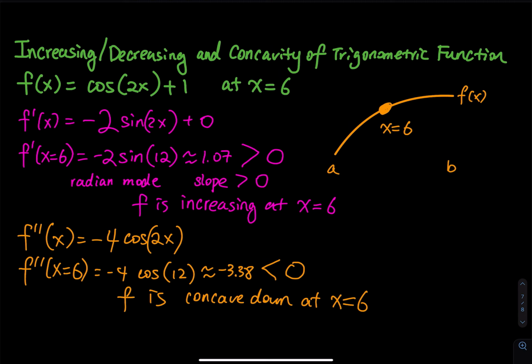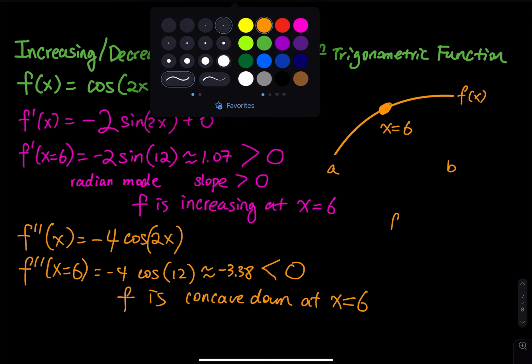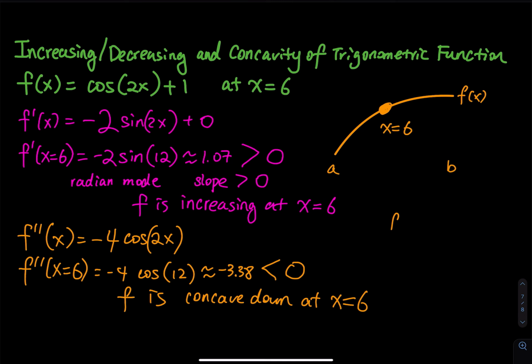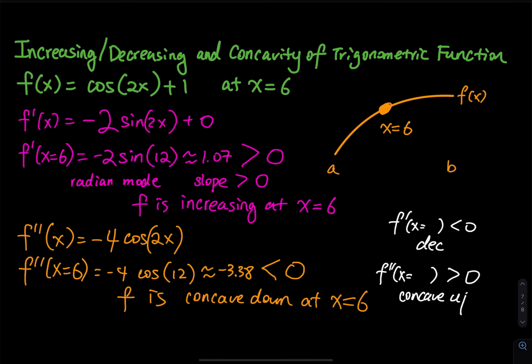All right, so what if we try some other value? I should use a different color. If the first derivative at some x value gives you a negative, that means the function is decreasing. For the second derivative, at a certain x value, if you get a value greater than 0, that means the function is concave up. In case the problem gives you a different value, you plug it in, you get a negative or positive.